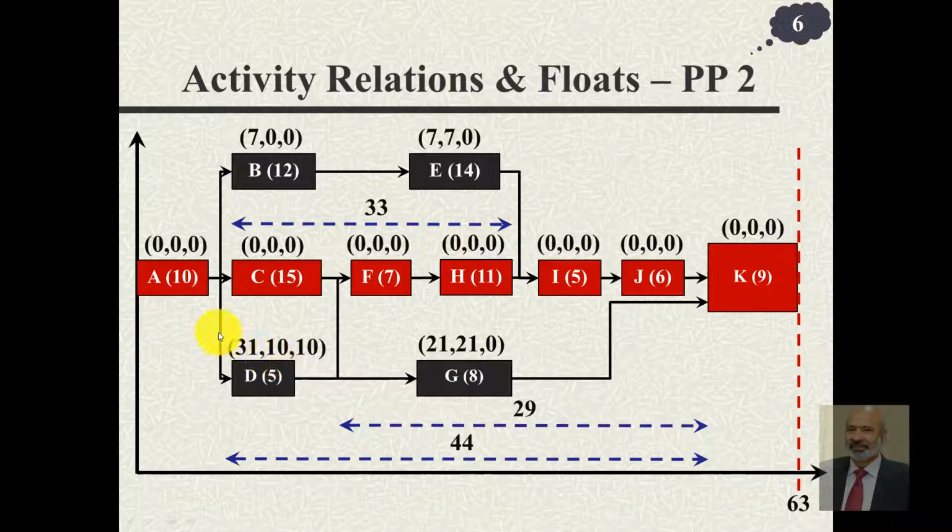And since the activity that is the predecessor of D, basically activity A, is on the critical path, it does not require any delay. So the independent float of activity D is also 10.